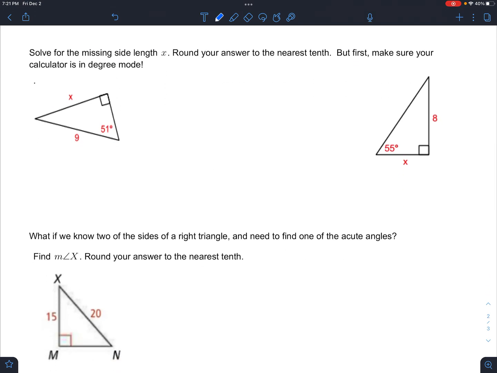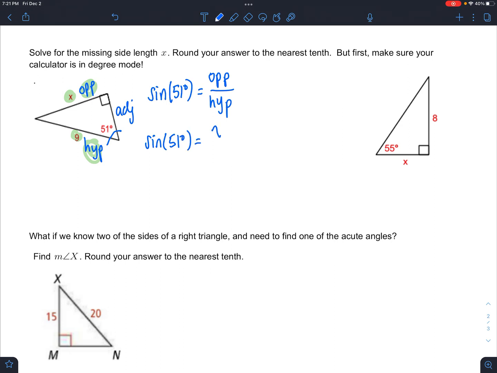So let's actually see this in action then. So if we have an angle, again, go ahead and label your 3 sides. And you're going to pick sine, cosine, or tangent to work with. And always look to see what you have. You have the opposite and you have the hypotenuse. Okay? So a good choice would be to use sine, where sine of an angle is opposite over hypotenuse. So the finished ratio is x over 9.